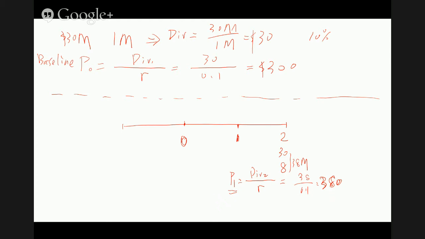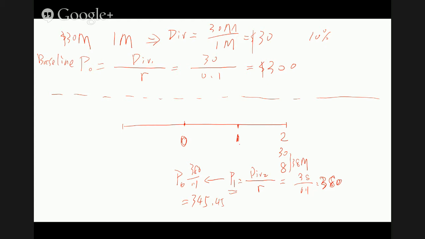And since I talked about this already in the last question, if we have a future stock price, we can discount that and get a stock price for P0. And that is 380 divided by 1.1. Let me just calculate that. That's 345.45.